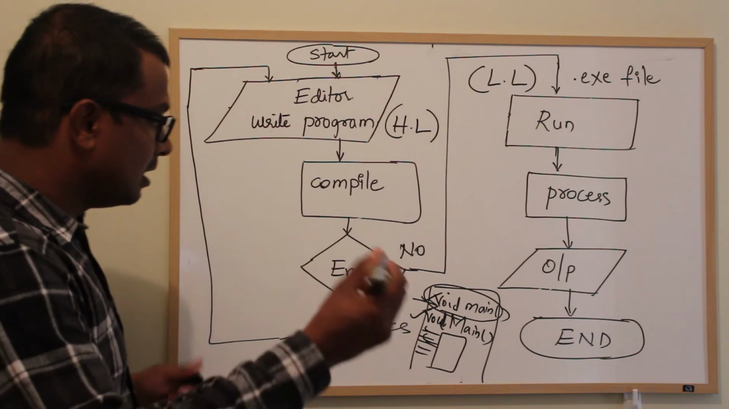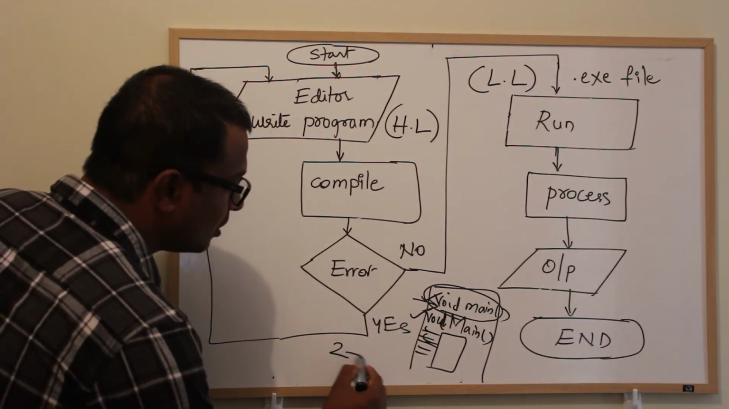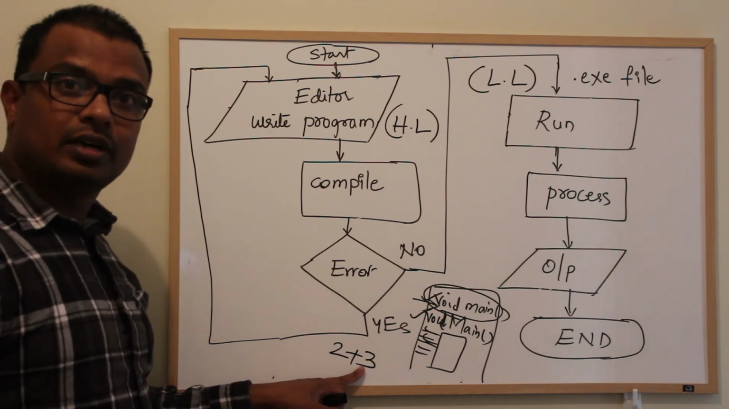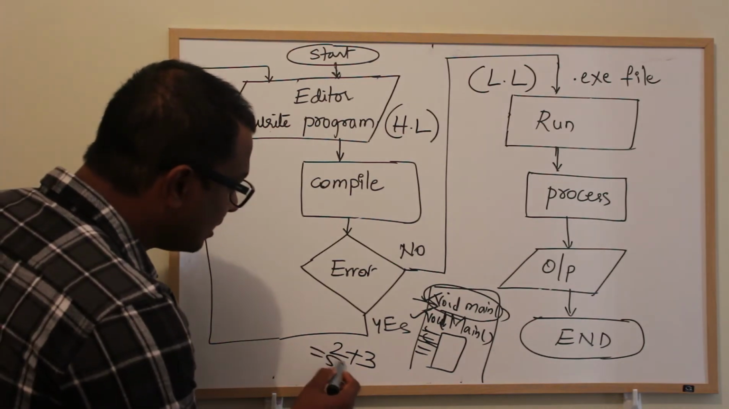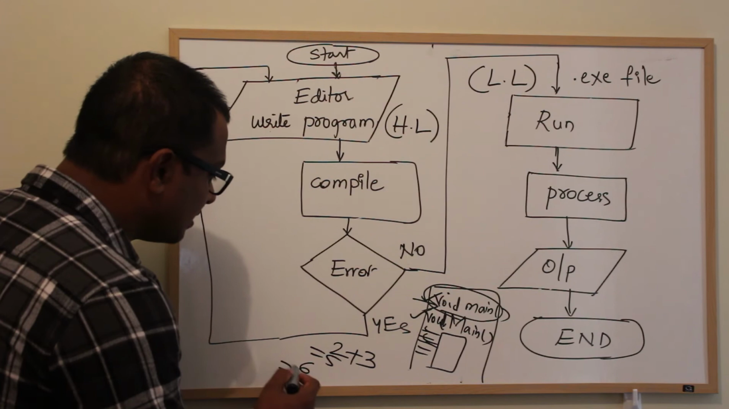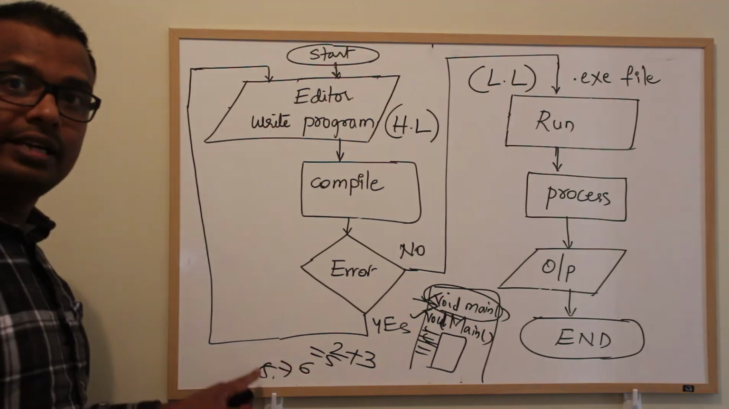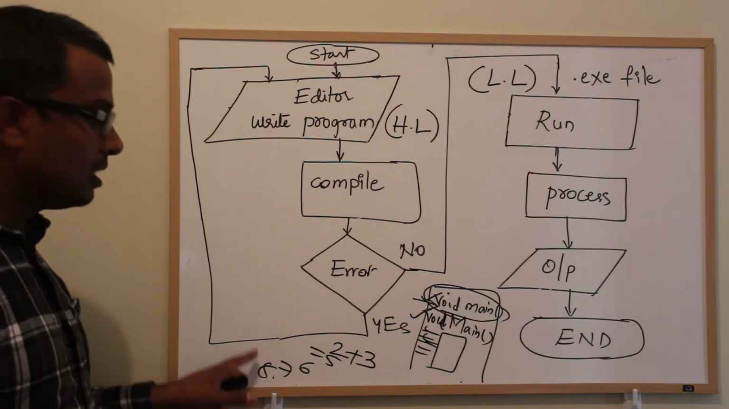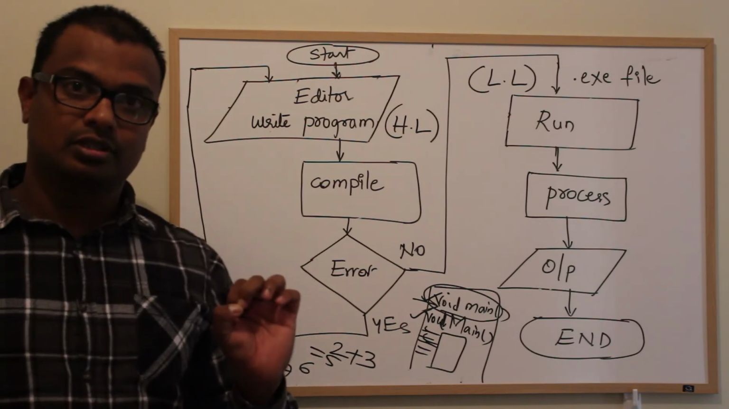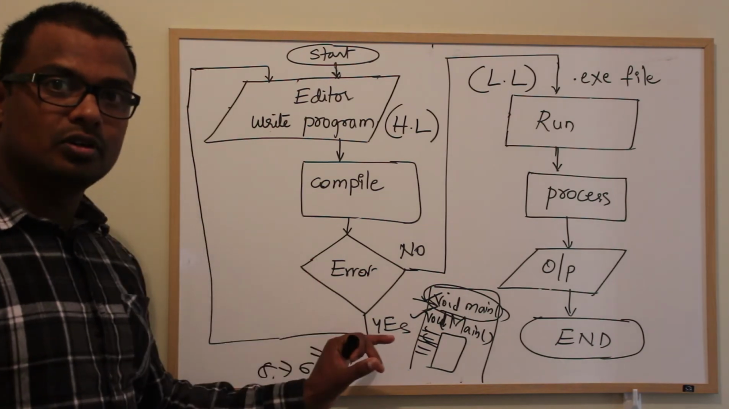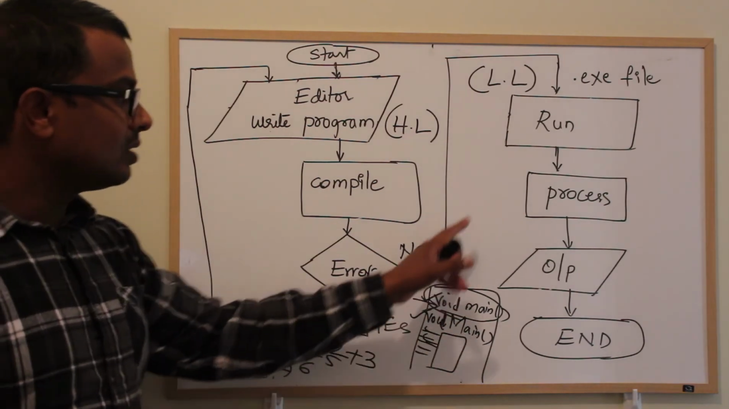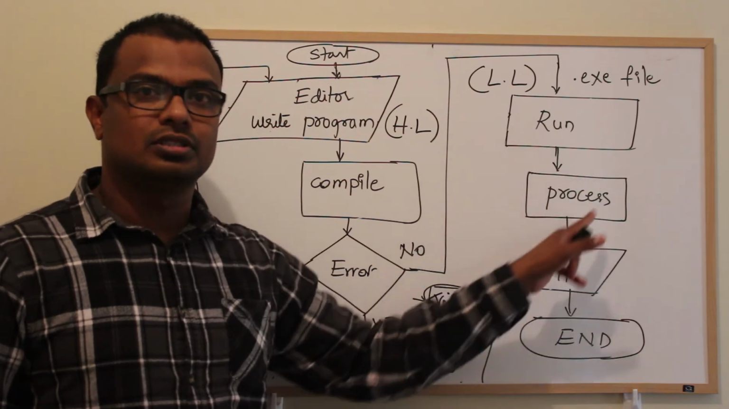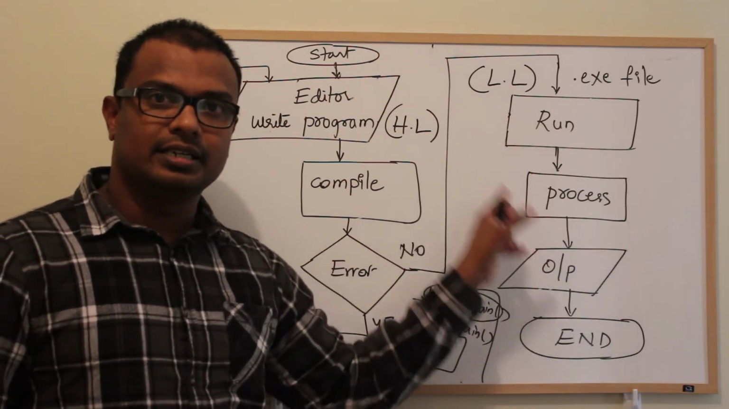For example, I'm writing a program to add two integers. 2 plus 3 should give 5, but it is not giving 5. It is giving something else, 6 or 7 or 8. Even though it is giving output, it is not the expected or correct output. It is giving a different output than expected. That is called a runtime error. That can be corrected in these steps.